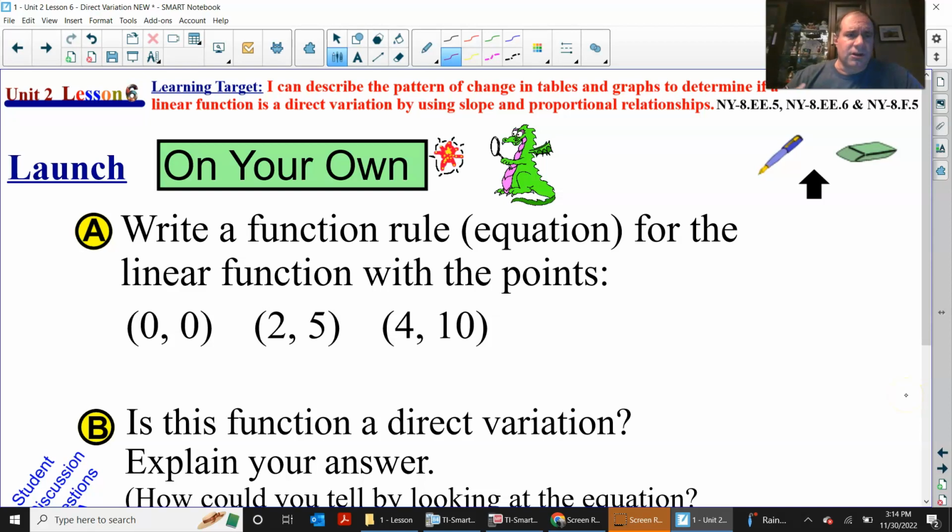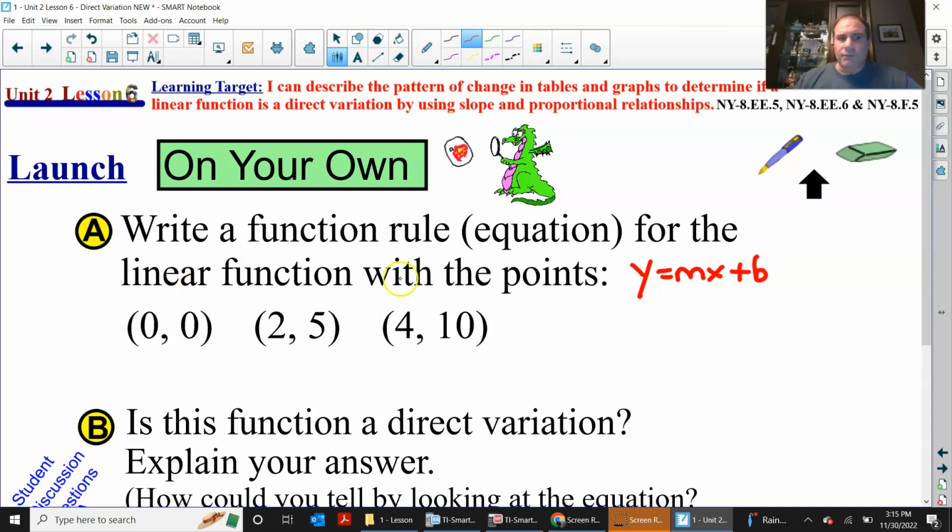So it says launch on your own. Write a function rule equation. A function rule is just y equals mx plus b for the linear function with the points (0, 0), (2, 5), (4, 10). So we're talking about a function rule, y equals mx plus b, where m is the slope and b is the y-intercept.